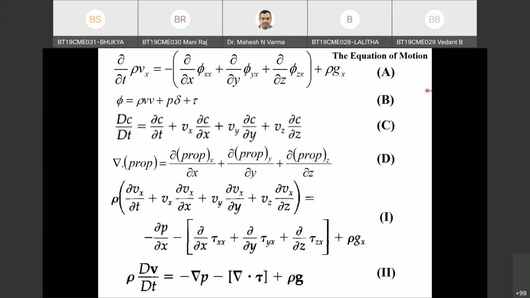It's all just mathematical adjustment actually. Only, don't think that this is true only for a constant density system. This is a generalized equation. This equation is generalized, and this equation is also generalized.